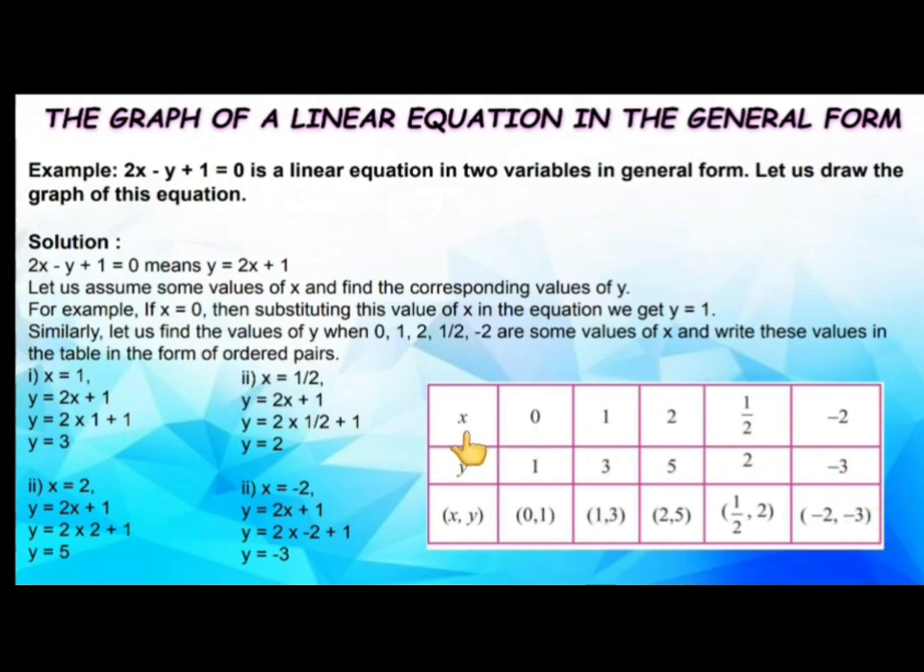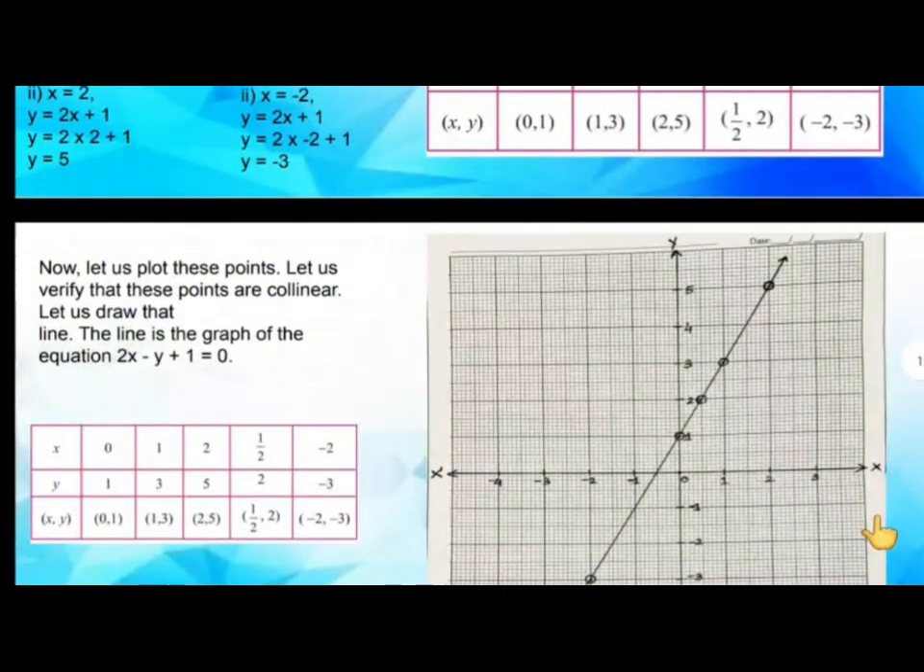So now by assuming all these values of x, we found all the values of y by substituting the value of x in this equation. Now we write, as per the question, in the form of ordered pairs. So we wrote all these values in the form of x and y coordinates. Now let us draw the graph of this equation.